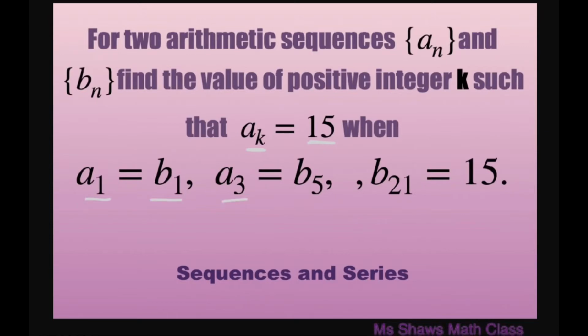Our third term of the first sequence equals the fifth term of the second sequence, and our 21st term of the second sequence equals 15. So the only thing we really need to do with this before we work it out is set up our common difference. For our first sequence, a sub n, let's let that common difference be d sub 1. And for our second sequence, b sub n, we'll let that common difference be d sub 2.